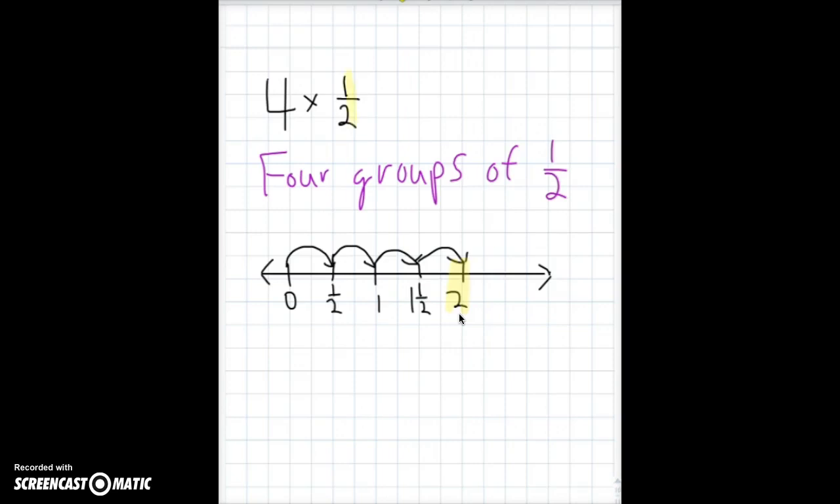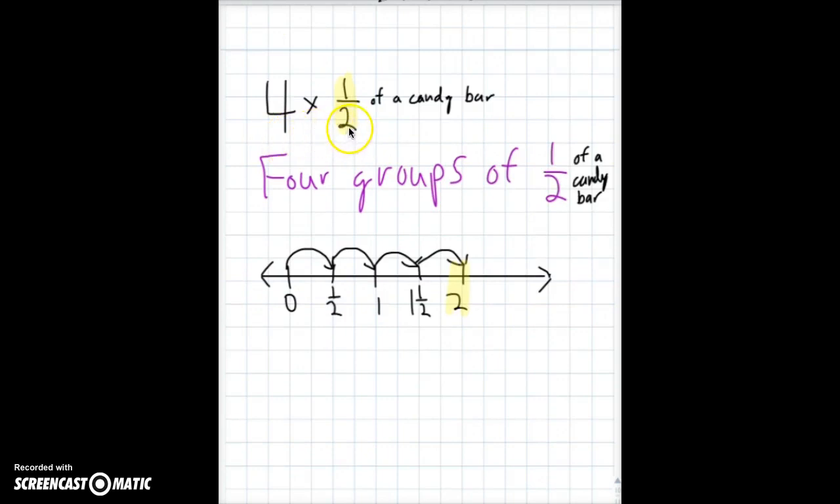You can think of this second factor here as being a candy bar. So if you imagine this 1/2 as a candy bar, or 1/2 of a candy bar as I've written, then if I have 4 of them, or 4 groups of 1/2 of a candy bar, here's 1/2 of a candy bar, here's a second group of 1/2 of a candy bar, 3 groups of 1/2 of a candy bar, and 4 groups of 1/2 of a candy bar. And that would give me 2 candy bars altogether.